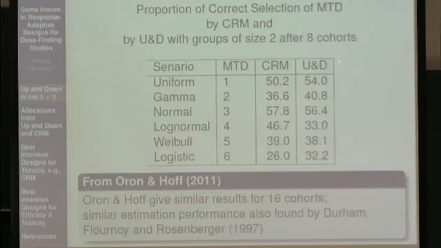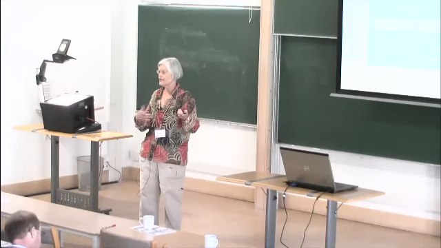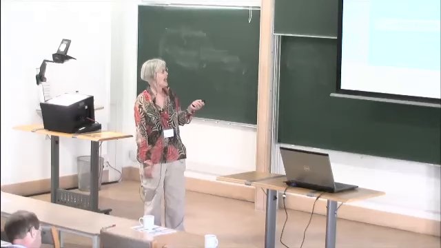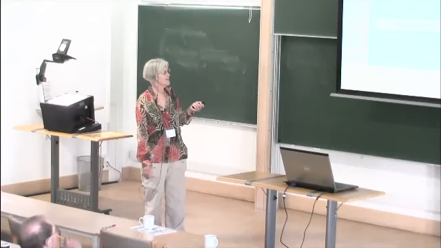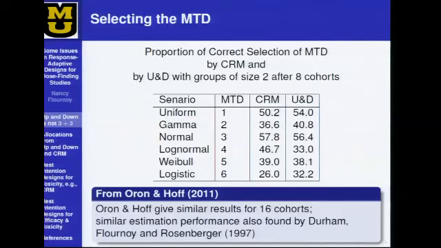In the up and down, the procedure does not attempt to converge to a point, it converges to a distribution, and so the recommendation is to use isotonic regression to estimate your point, and we have a series of results there. This is after 8 cohorts. They looked after 16 cohorts. The numbers get a little better, but not much.